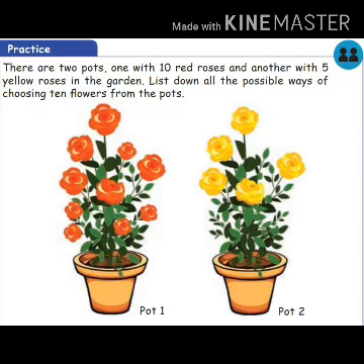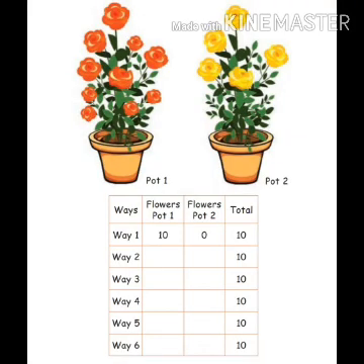Now, let's see the practice part. There are 2 pots, one with 10 red roses and another with 5 yellow roses in the garden. List down all the possible ways of choosing 10 flowers from the pots. Now, we are going to list out all possible ways of choosing 10 flowers. From part 1 and part 2, we have to choose 10 flowers. Let's see the possible ways.